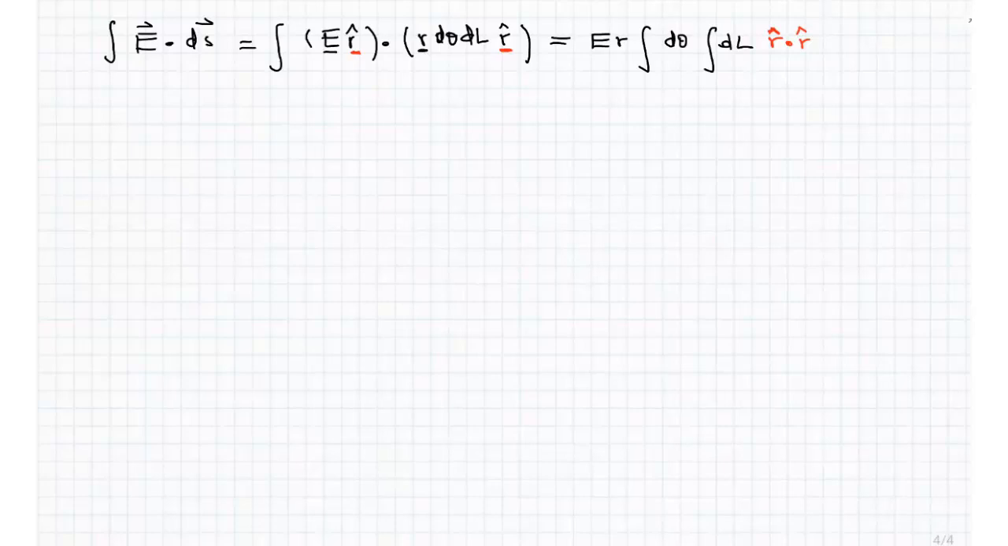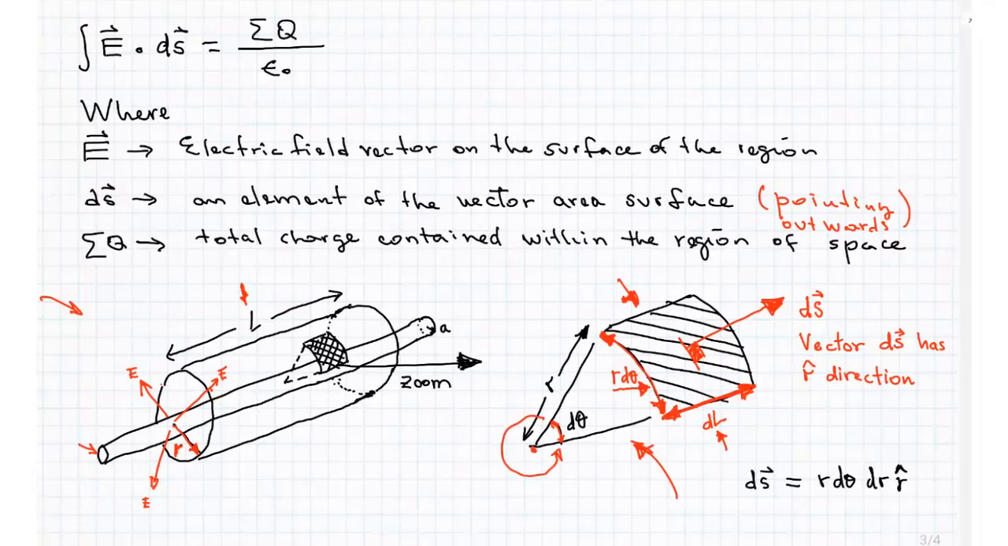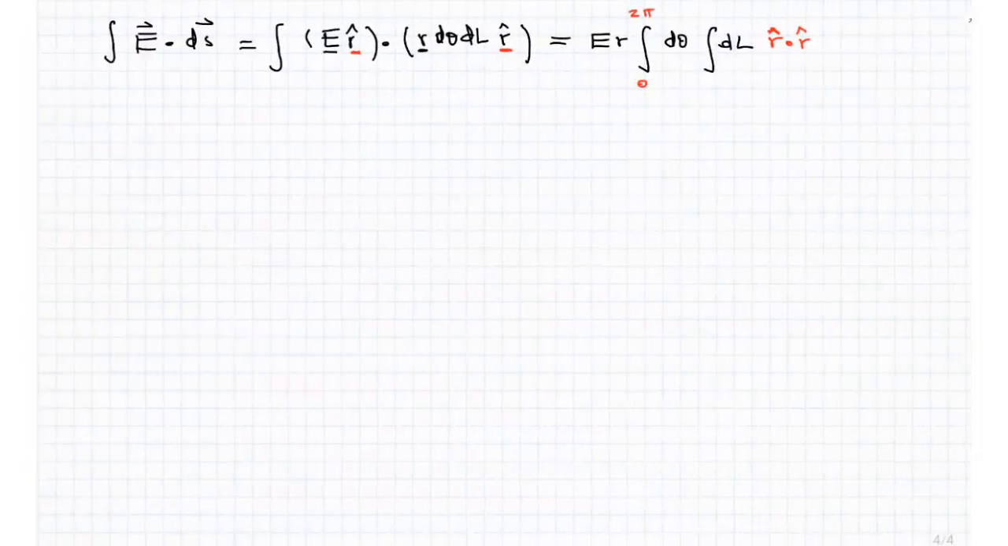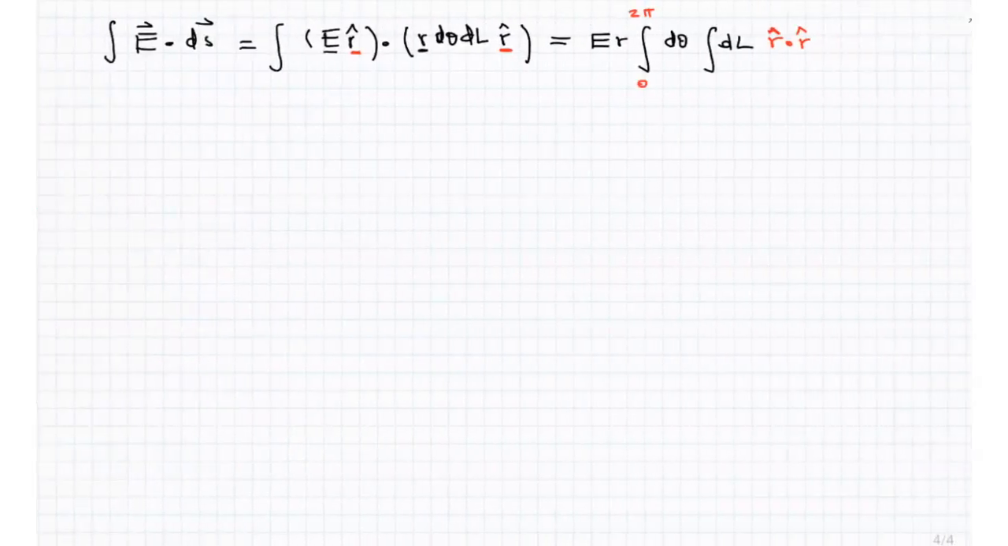The limits of these integrals: theta goes all the way around, from 0 to 2 pi, and dl goes from 0 to L. So we write here from 0 to 2 pi d theta and 0 to L dl.